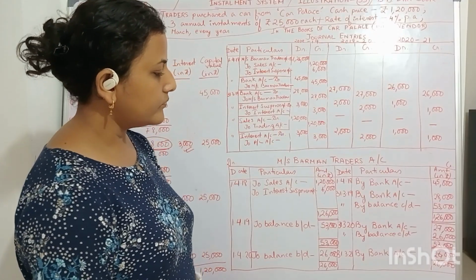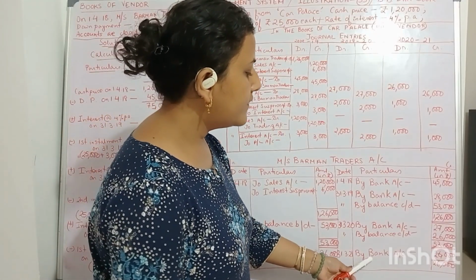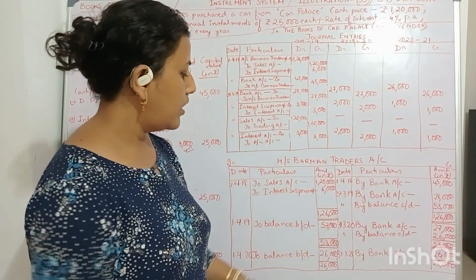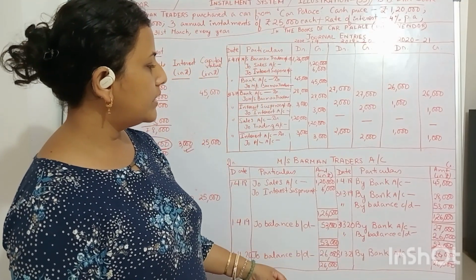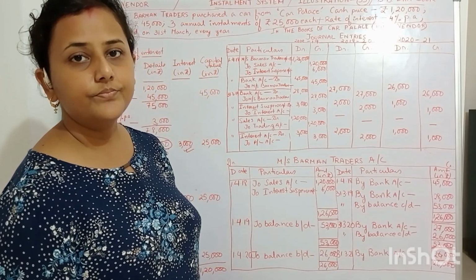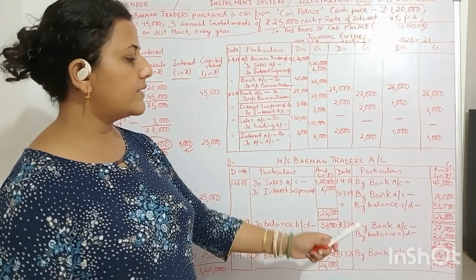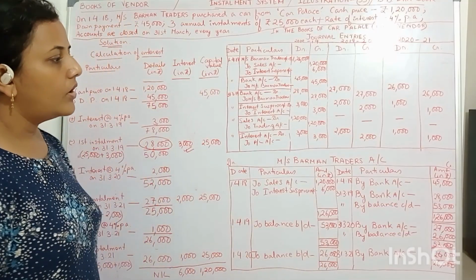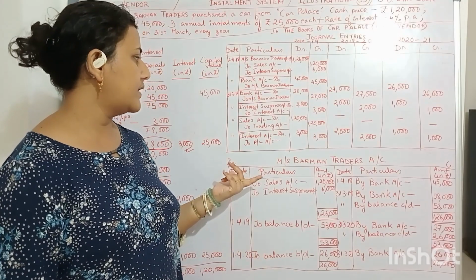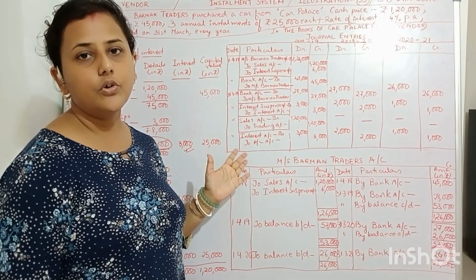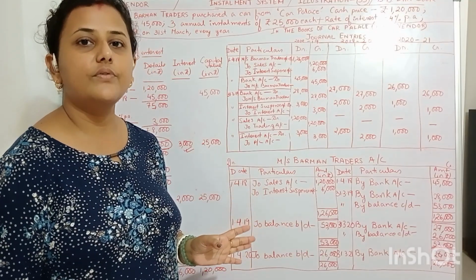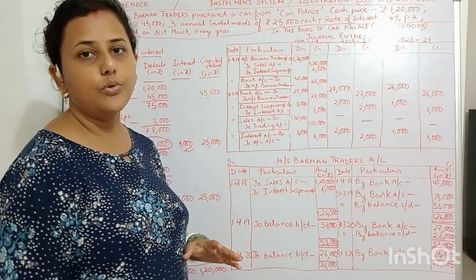Then again there is a receipt of the third installment, that is 26,000. So at the end of the third year, Burman Traders account debit side and credit side will be equal, that is 26,000, 26,000. The rest, interest account, interest suspense account, and profit and loss account, if you want, you can do it by yourself. It's very easy. One, one, two, two postings you have to do. You do it by yourself at your home.